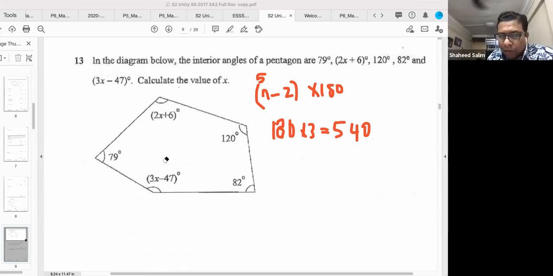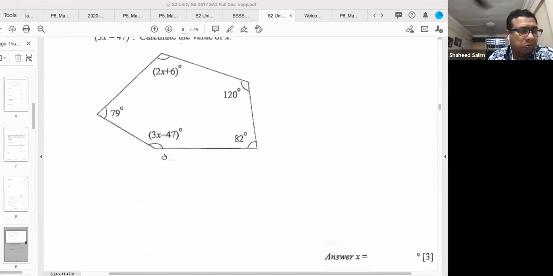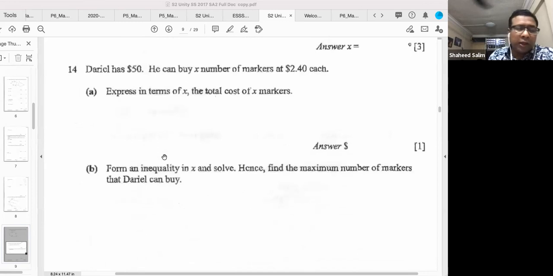So you're clear about finding the sum of internal angles. Count the number of sides, minus 2, then times 180. If you have a diagram like this, you can divide it into triangles. Okay, let's move on to questions. Okay, 14A, what's your answer?